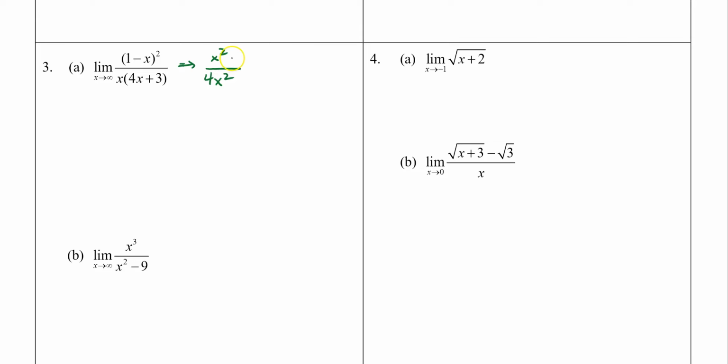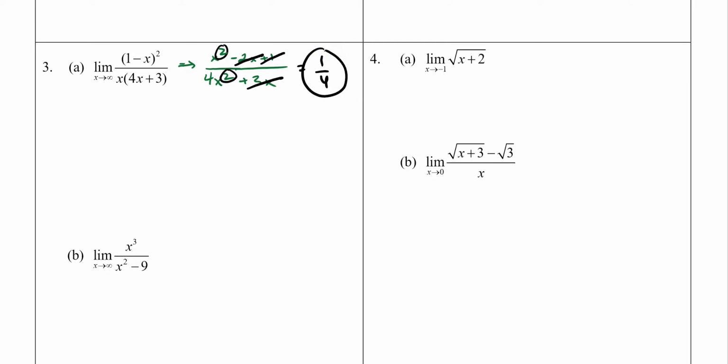If I write the whole thing, I'm going to have x squared minus 2x plus 1 and 4x squared plus 3x. But as we mentioned in class, eventually these aren't going to matter, and so I'm left with x squared over 4x squared. Compare my powers once again, they're the same. So I divide my coefficients and I get 1/4.